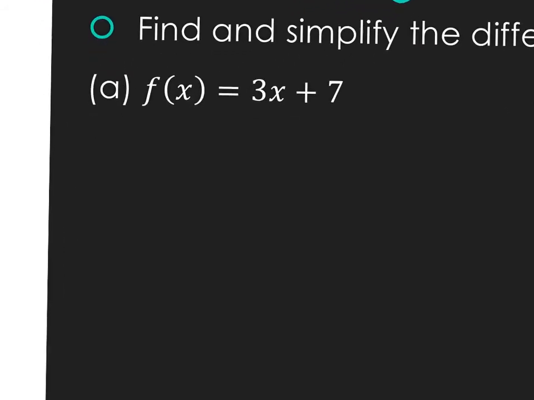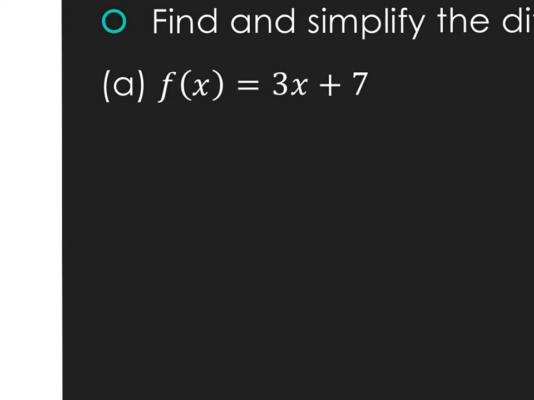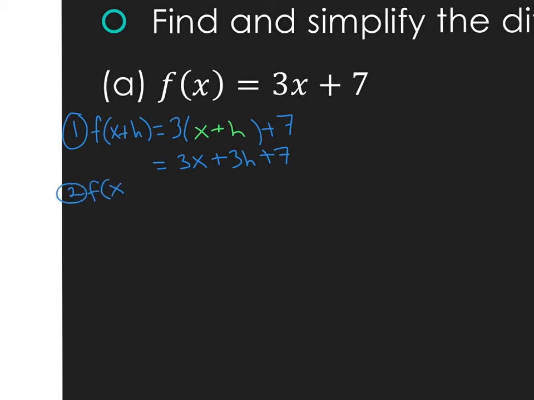I'm going to zoom in really big so I have the space. And remember, that first step is to find f of x plus h. So we're going to take our original function, take the x out, and put x plus h in its place. And then we're just going to simplify that. So 3x plus 3h plus 7. Remember, the second step is to recopy that f of x function. And then the third step is to actually do the difference quotient. So f of x plus h minus f of x all divided by h.